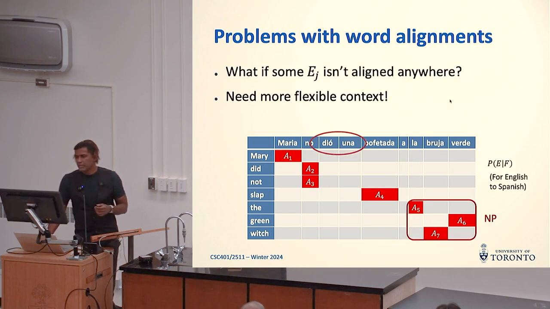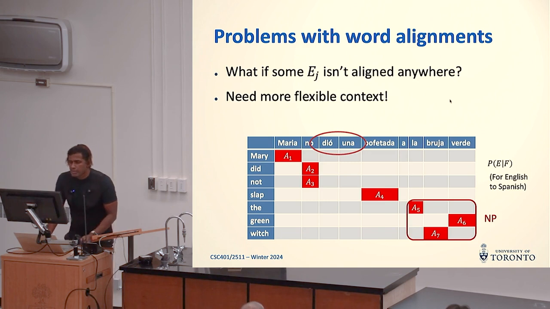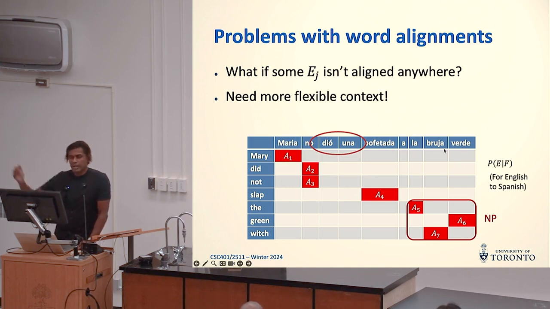But obviously there are certain problems with our word alignments. As we have seen, there could be some words that are not aligned with anything, zero mapping, or there's also a problem with order. So here, Mary did not slap the Greenwich. The Greenwich part, the order in Spanish or the foreign language is not the same.